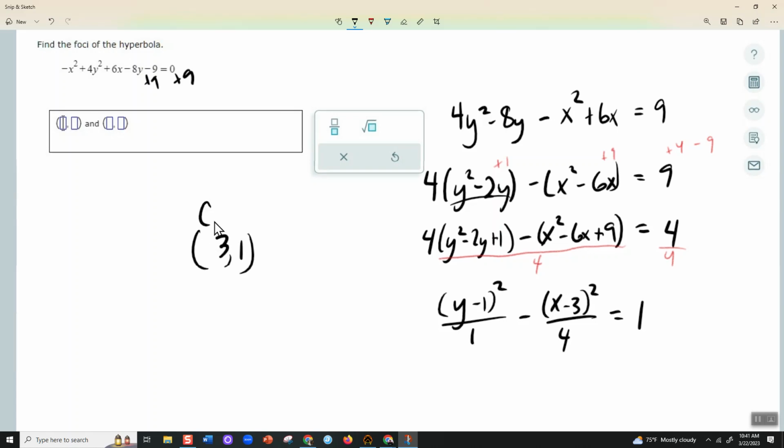That's my center. And now I need to figure out which way it's going, which if it's a y squared minus x squared, that means it's going to have a vertical transverse axis. So my foci are always going to land on whatever the axis is. If it's a vertical axis, it's going to be on the y, it's going to be going vertically. And if it's horizontal, then the foci are going to be on that horizontal plane.